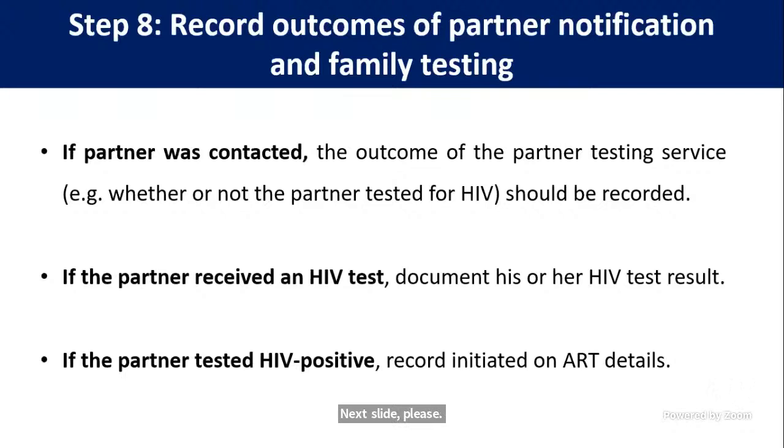Once you contact the partners of the index cases, you convince them for HIV testing, and if they agree for HIV testing, then you have to document their result. The first thing is whether they agreed for HIV testing. If agreed, whether they reached the testing site. If yes, whether they tested. If tested, what is the testing result? Is it negative or positive? And accordingly, you have to link them to the appropriate services.